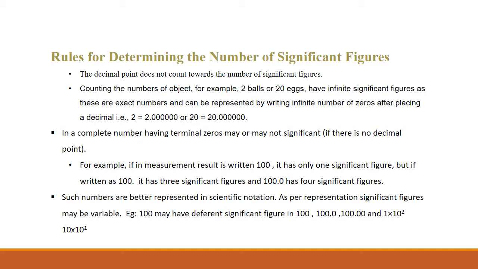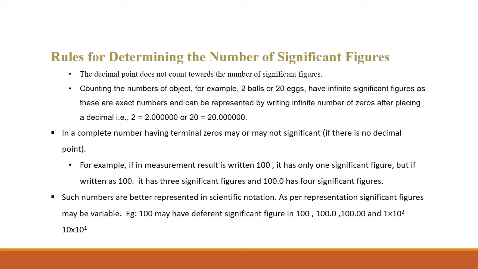Counting the number of objects, for example 2 balls or 20 eggs, gives infinite significant figures, as these are exact numbers, so they can be represented by writing an infinite number of zeros after placing a decimal point. So in that case all the zeros to the right of the decimal place will be significant.